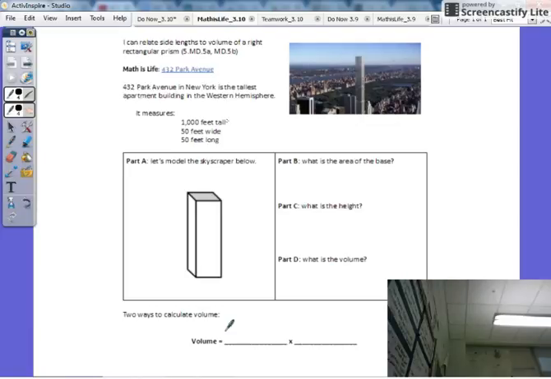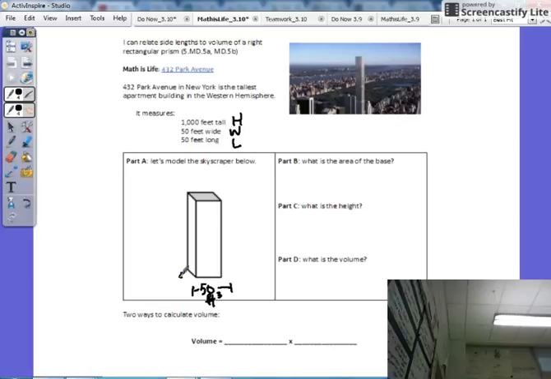Part A. Let's model the skyscraper below. First, I see 1,000 feet tall means exactly height. 50 feet wide means width. And 50 feet long equals length. So now we need to depict that down here. So 50 I know is a length, so it's going left to right. Feet cubed.